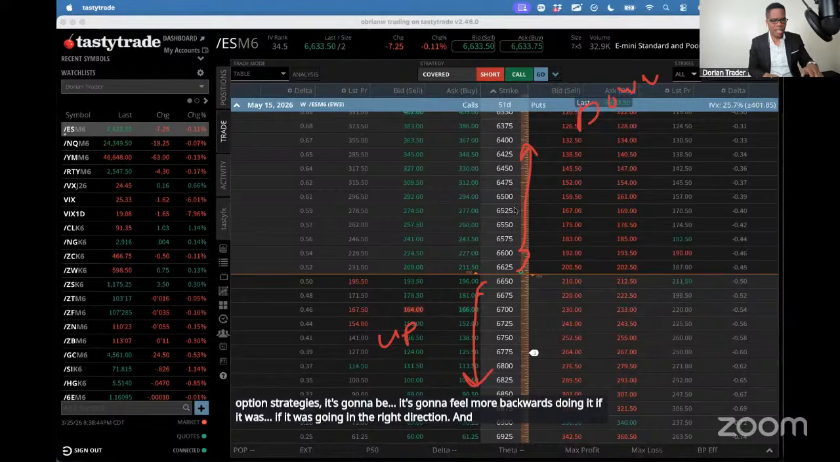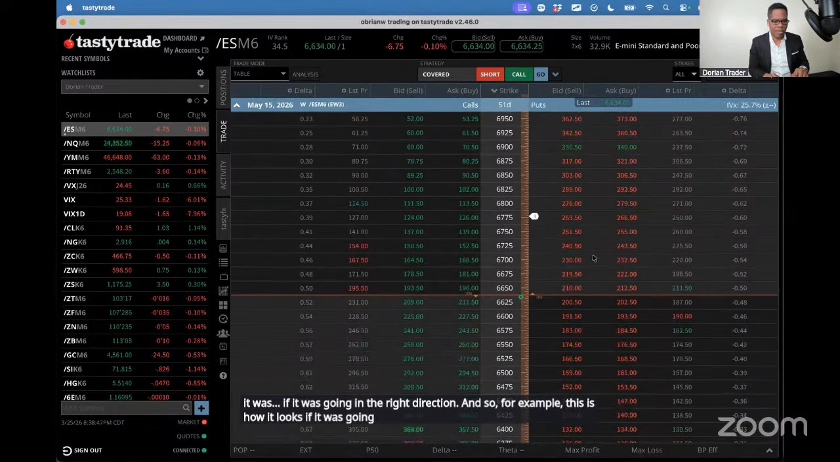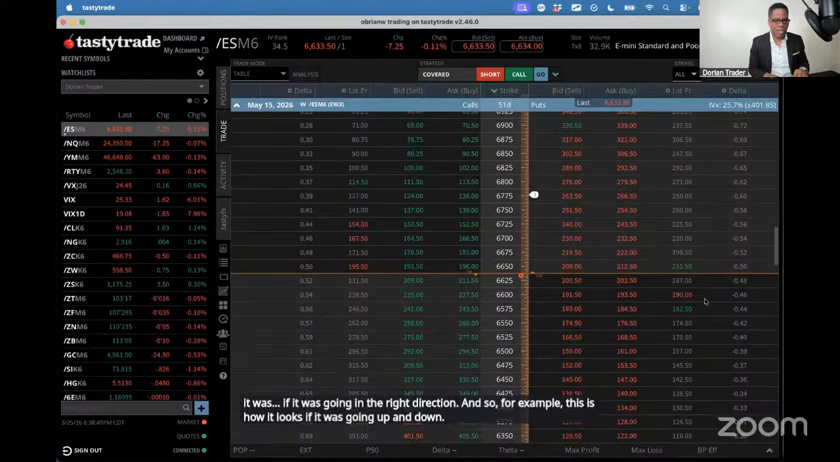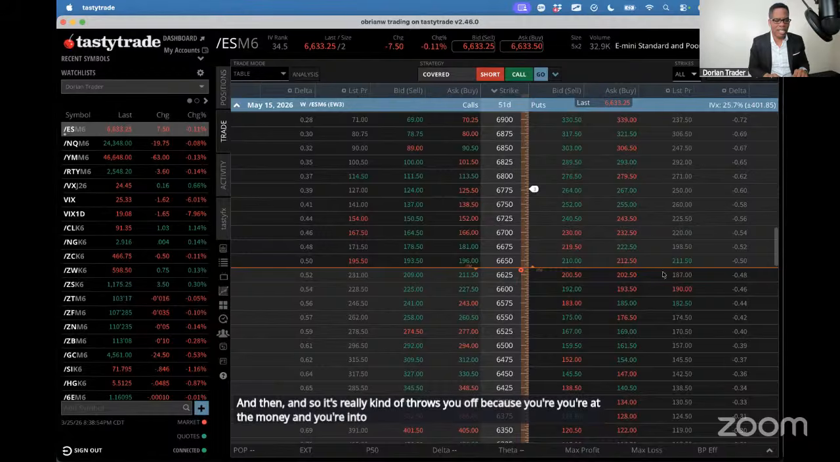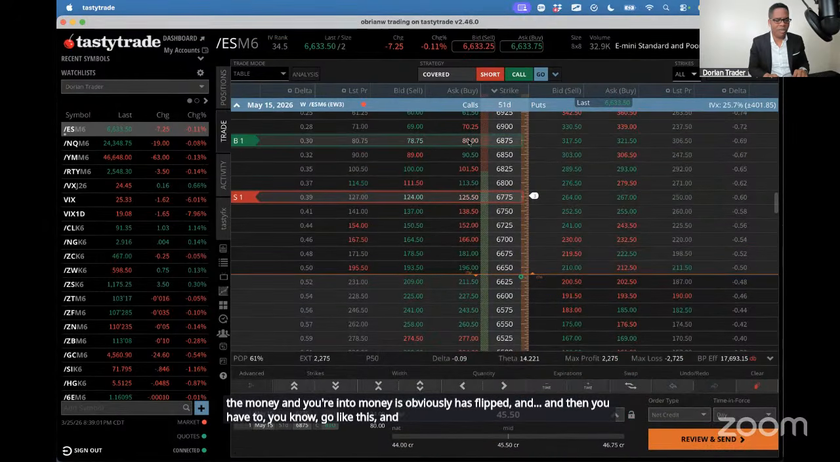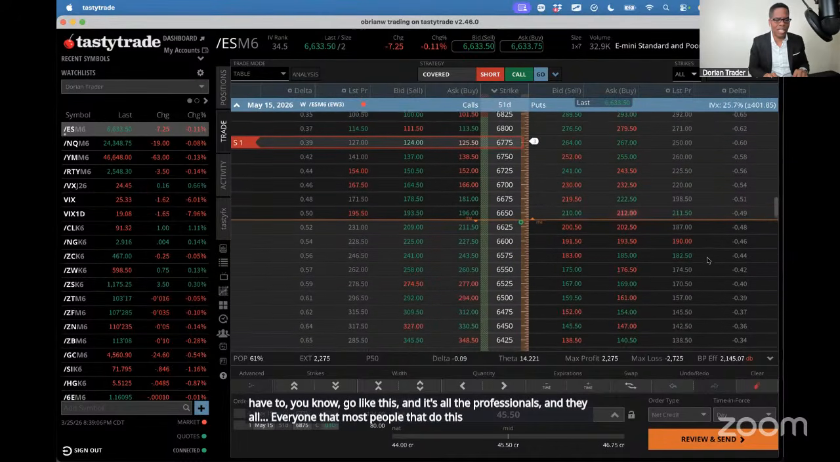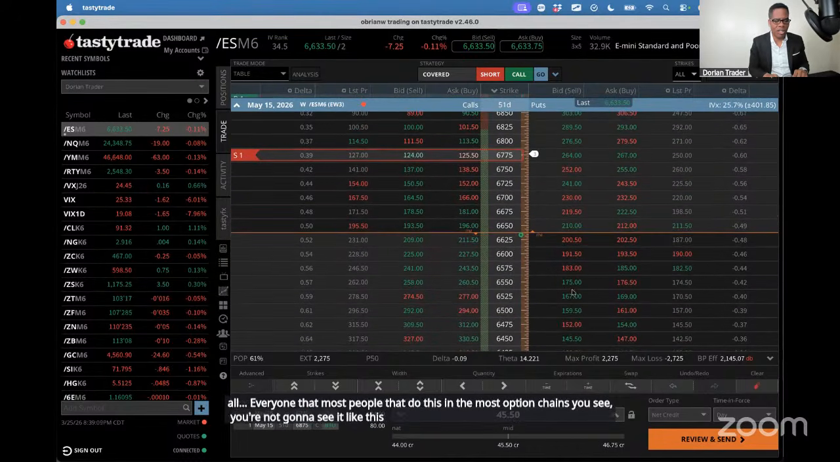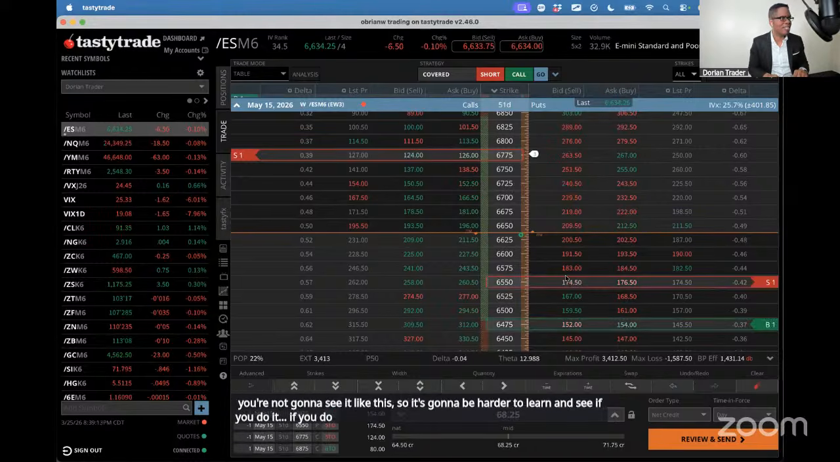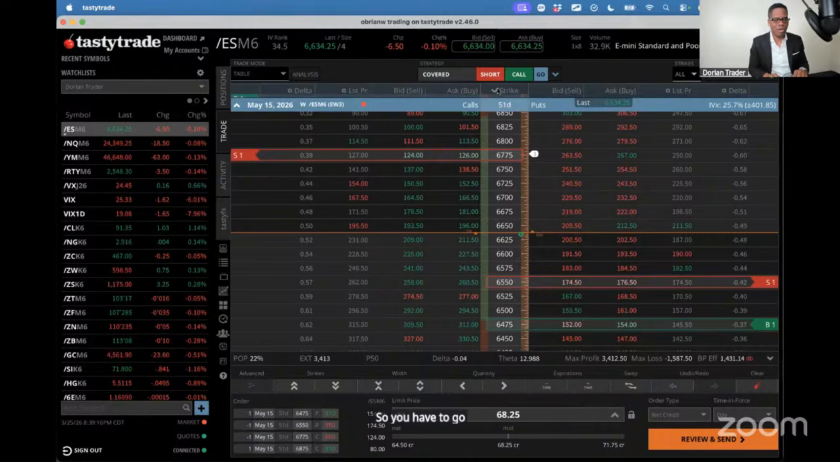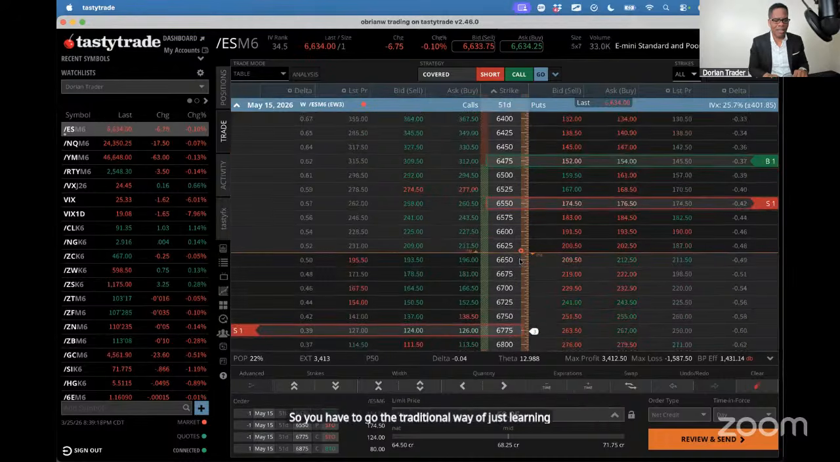And so, for example, this is how it looks if it's going up and down. It really kind of throws you off because your at the money and your in the money are flipped, and then you have to go like this. Most people that do this, and most option chains you see, you're not going to see it like this, so it's going to be harder to learn if you do it this way. So you have to go the traditional way of learning it, the way it's set up here.